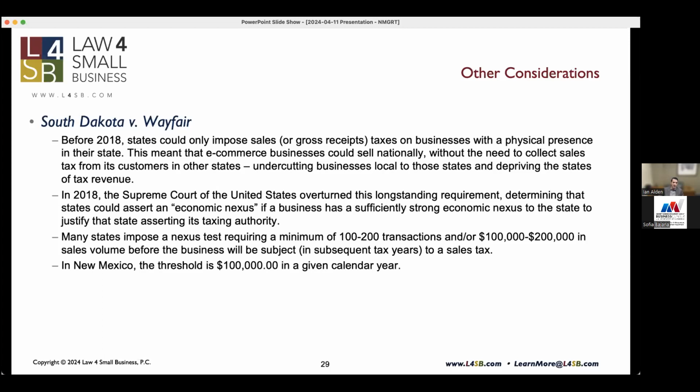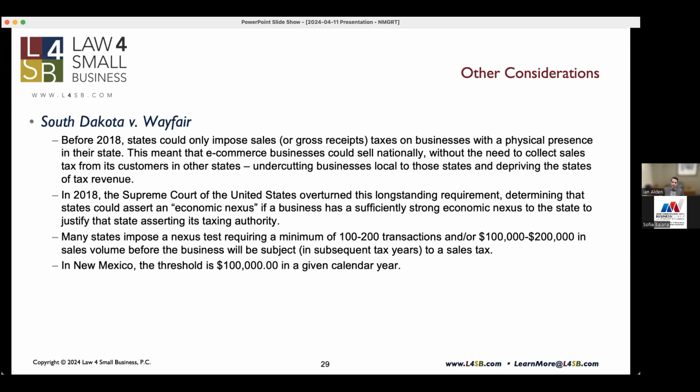Because if I have a business in New Mexico and I have to charge New Mexico gross receipts tax to my customers, whereas a business based out of state does not, why would my customers pay 8% more to do business with me? It was a huge burden for small businesses, especially.